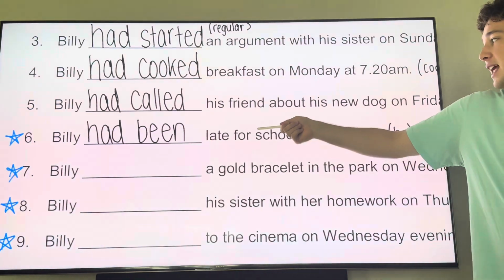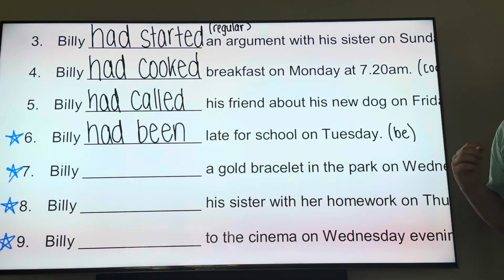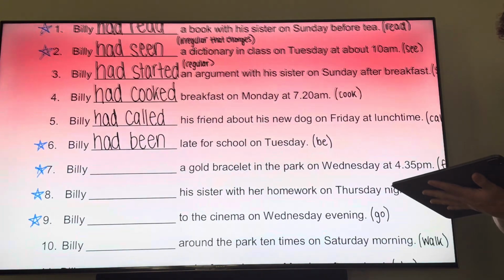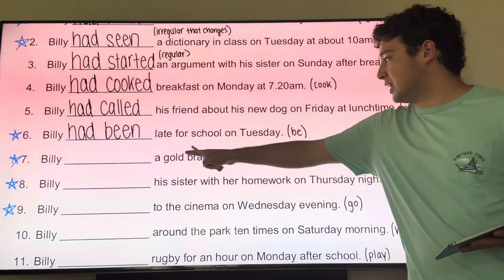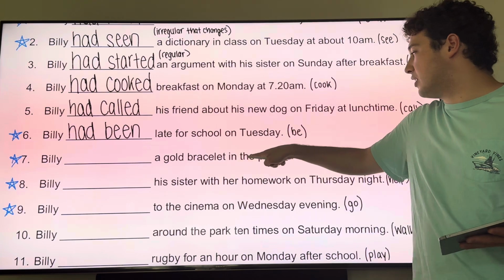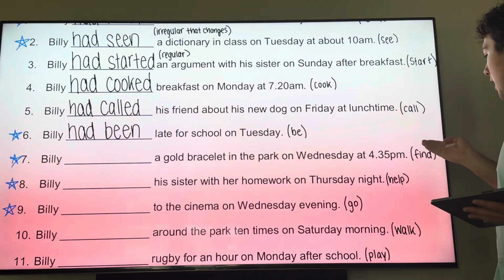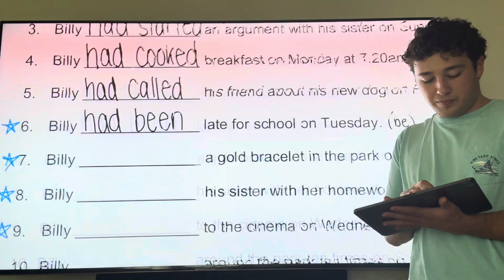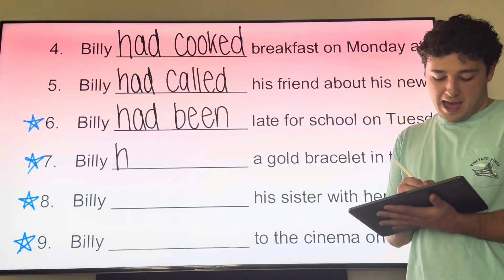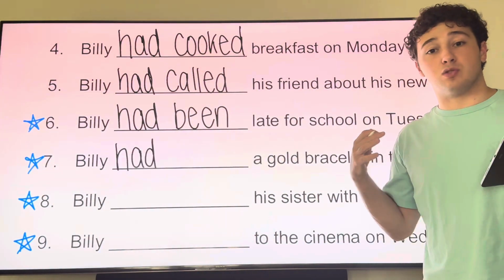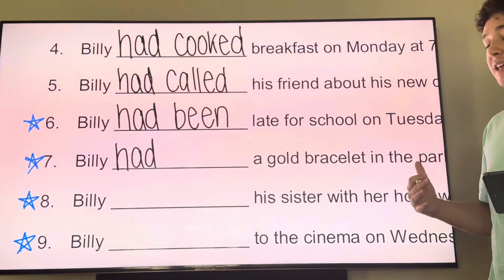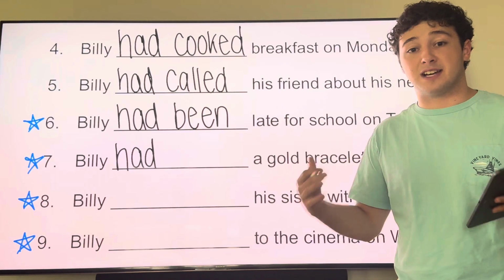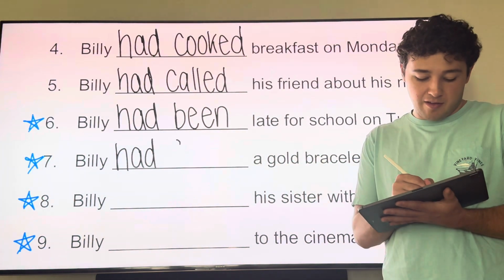Billy had been late for school on Tuesday. This one changes. So how about number 7? Number 7 says, Billy blank a gold bracelet in the park on Wednesday. And the verb they give you is find, find. So this one, Billy had. This one is irregular, but it is the same as its past simple. It doesn't change. Billy had found.